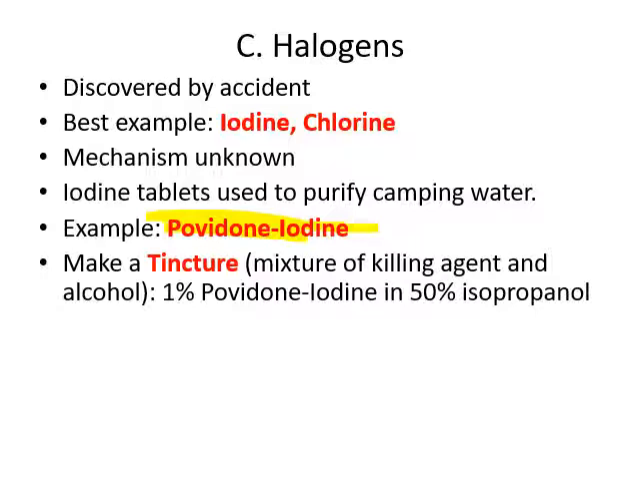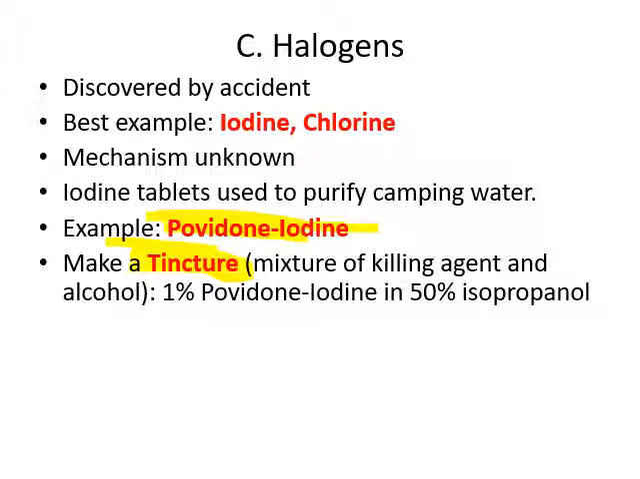And furthermore, if you put iodine into a tincture, you need to know what the word tincture means. Tincture is a mixture of something with a lot of alcohol. Right, so we already know that alcohols kill bacteria, and we're going to discuss that again in a minute. But if you make up 50% isopropanol and then you add something like iodine to it, you've made a tincture. And the tincture has synergistic effects.